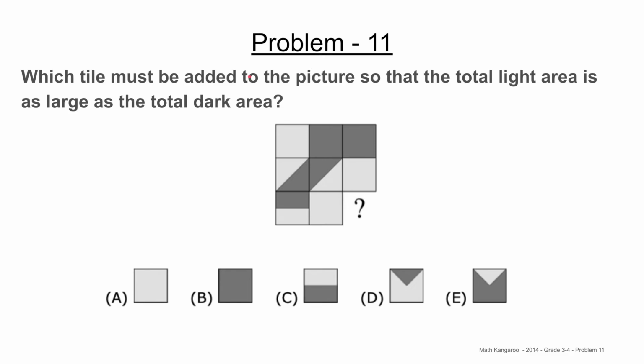Problem 11. Which tile must be added to the pictures so that the total light area is as large as the total dark area? We have to find out this missing tile. And these are our options. Let's break this problem into steps and use the method of elimination.